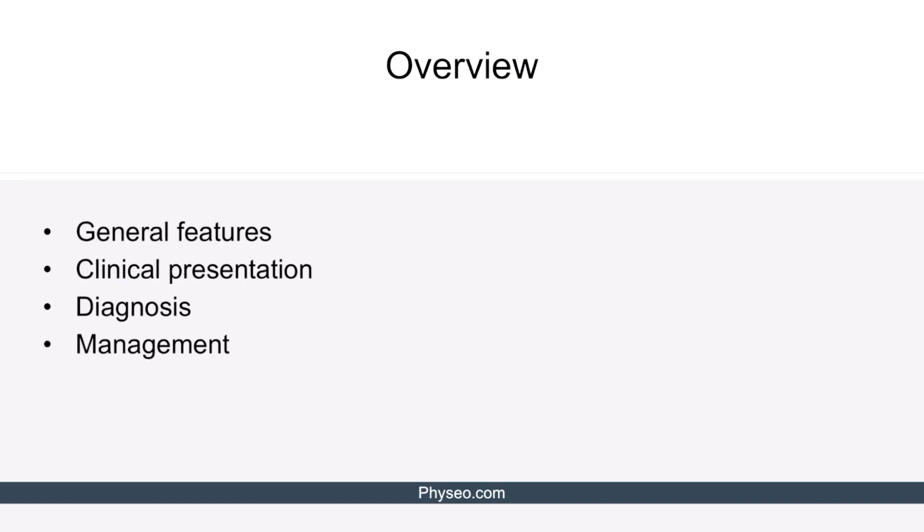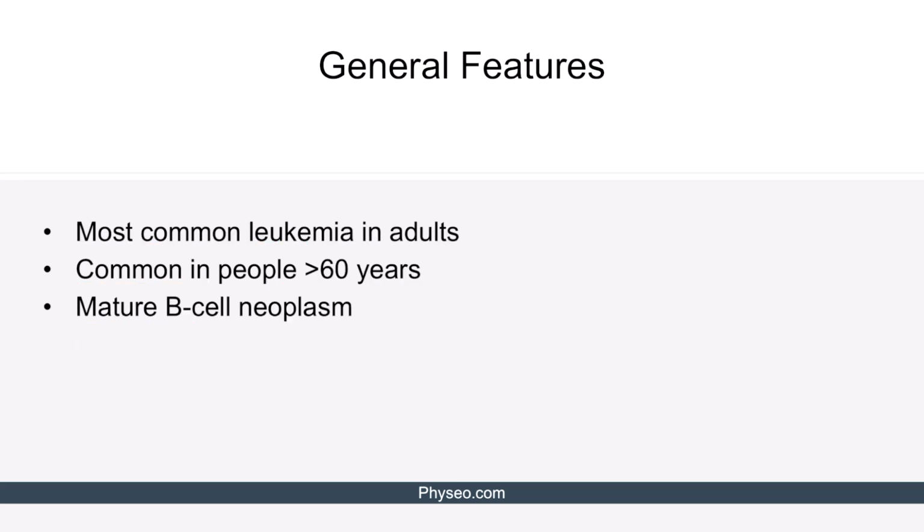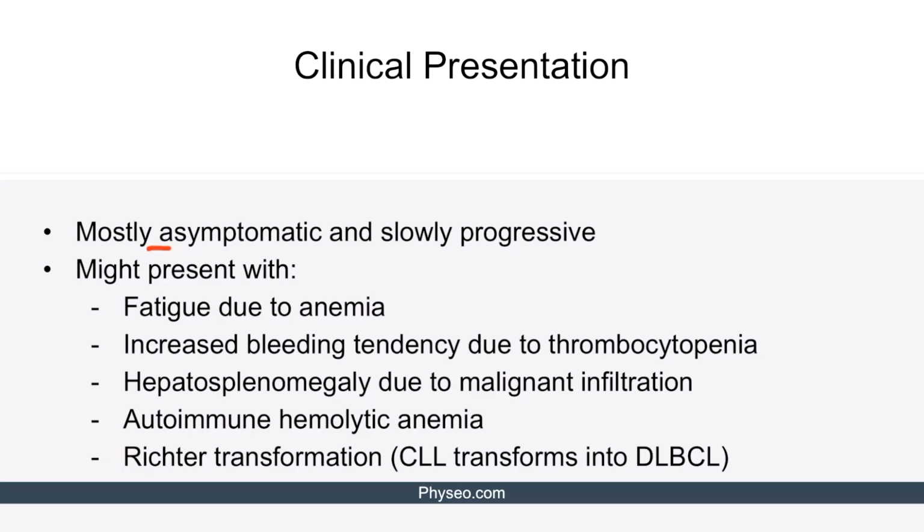With regards to this topic, we'll be discussing the general features, clinical presentation, diagnosis, and management. Let's begin with some general features. CLL or SLL is the most common leukemia in adults. It's common in people that are 60 years of age or older, and it's a mature B-cell neoplasm. It's mostly asymptomatic and slowly progressive.